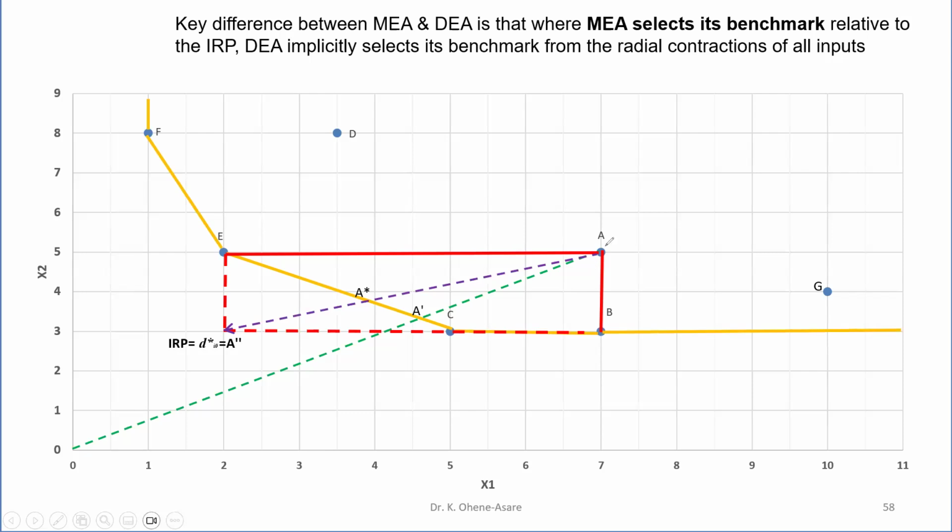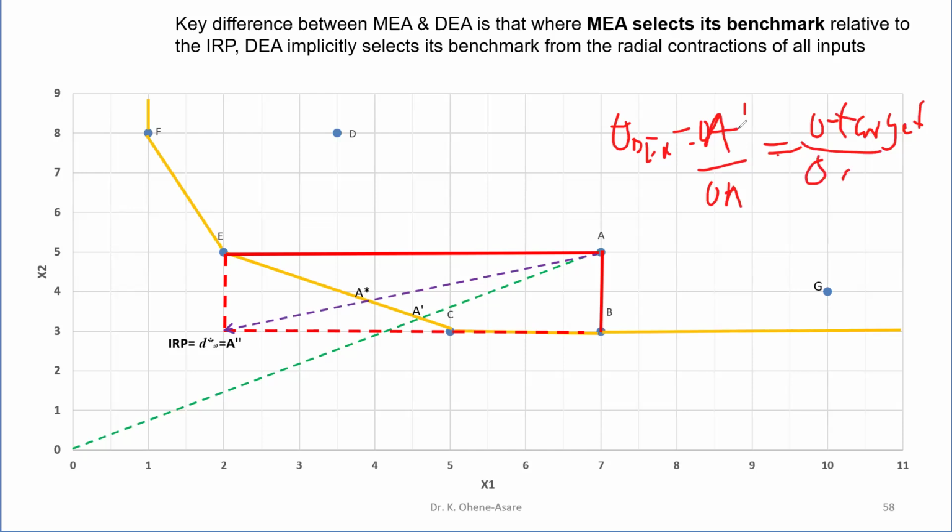So this is MEA coming in. DEA will just take this side, the distance, A prime divided by A. That is what DEA will do. So if I was to estimate the efficiency for DEA, it will be equal to A prime divided by A, that is OA prime divided by OA, the distance to A prime divided by the distance, which is the same as O target, the distance to the target of the DEA, divided by O actual, the distance to the actual firm. Do you guys get that one?